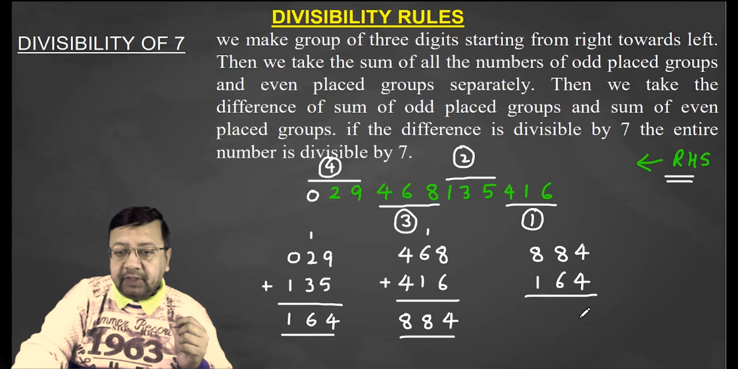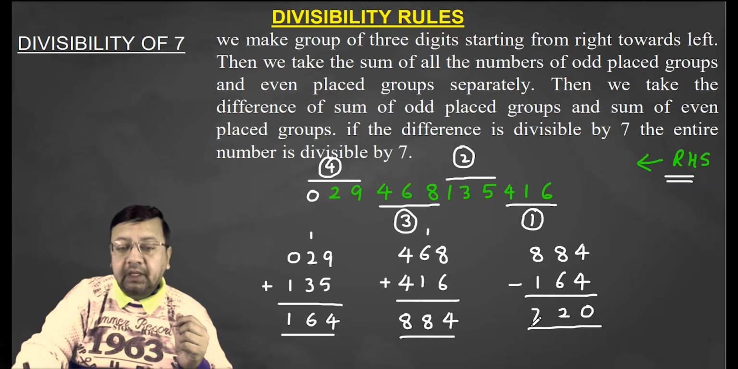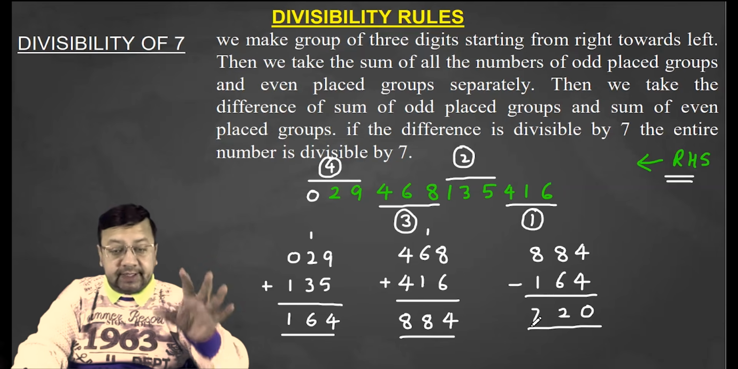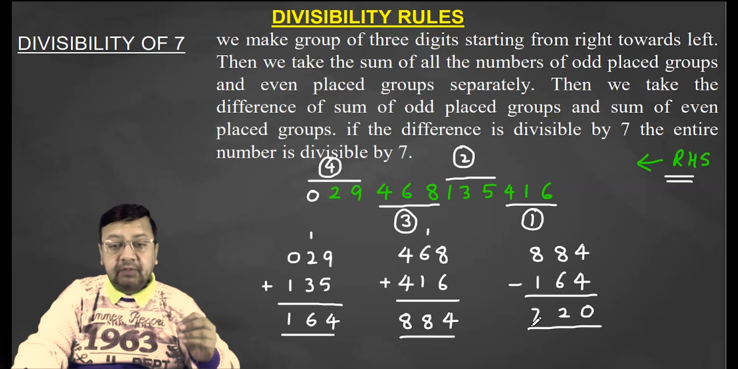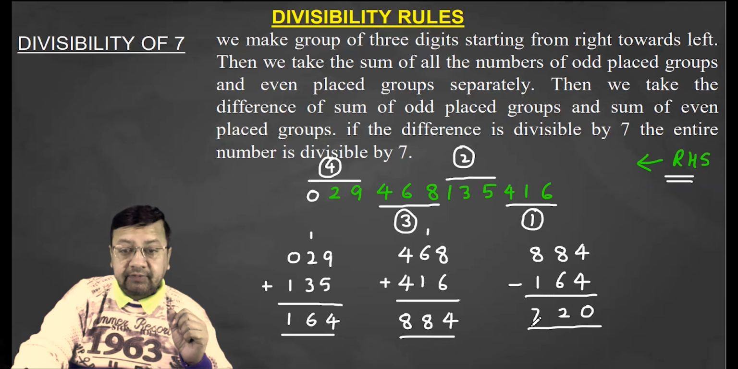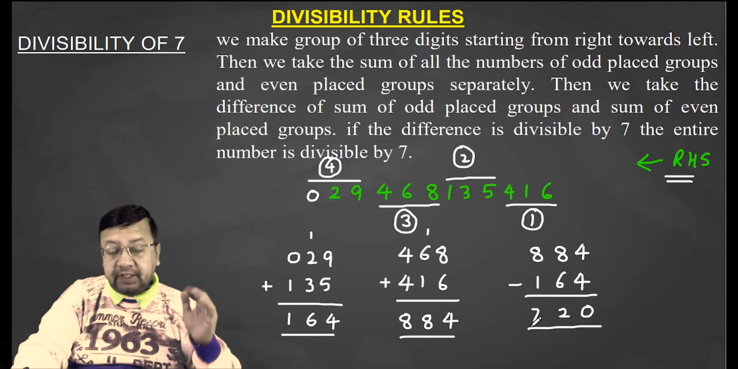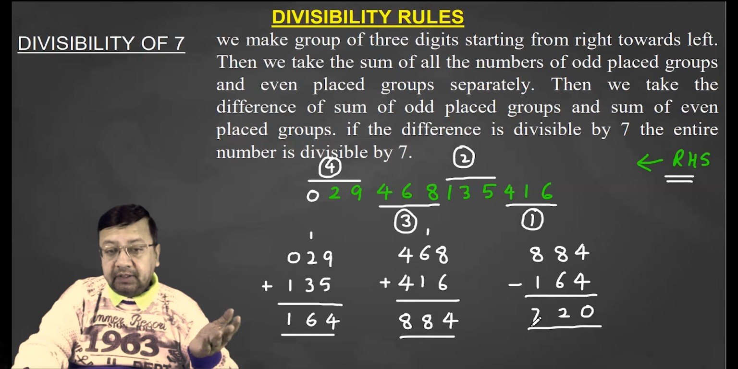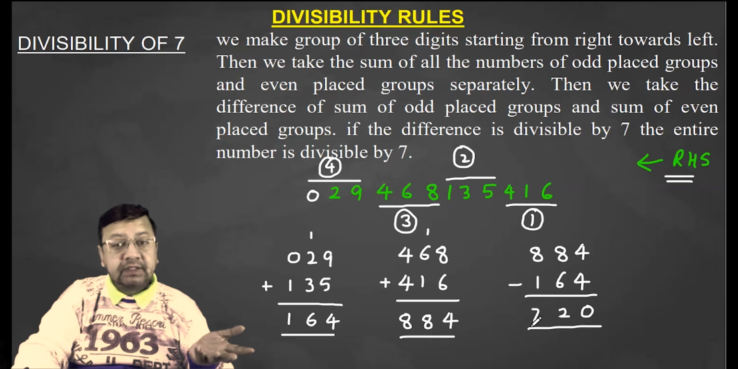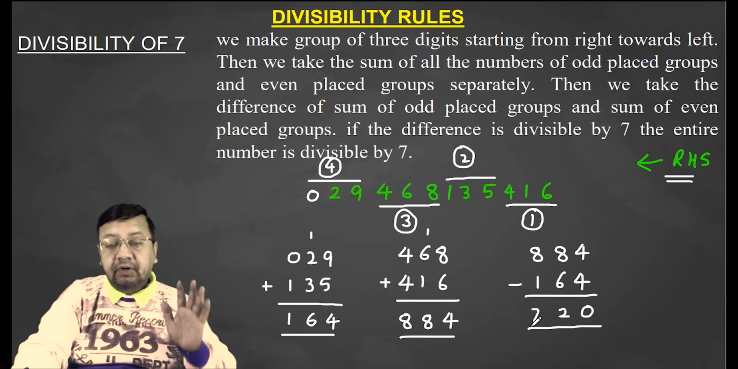So this is 4 minus 4, 0. This is what? Taking a difference. Right? 8 minus 6, 2 and 8 minus 1, 7. Then now you are having this difference, 7. Then now what to do? Check whether this difference is divisible by 7 or not. So in this particular example, we are having a difference of 720. Right? Now check whether this 720 is divisible by 7 or not. So if I check that 720 is divisible by 7 or not, so this is not divisible.